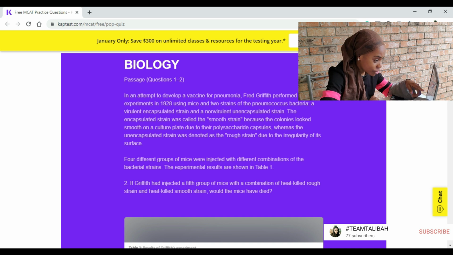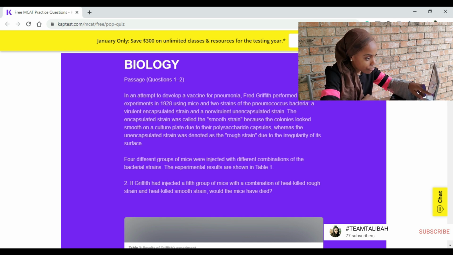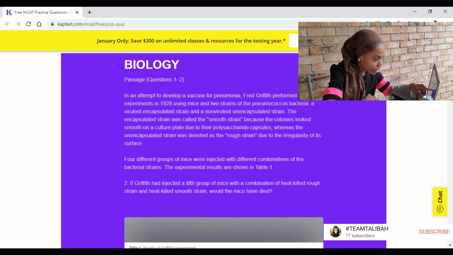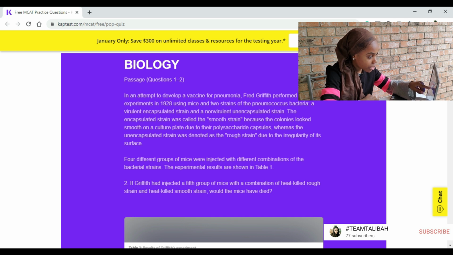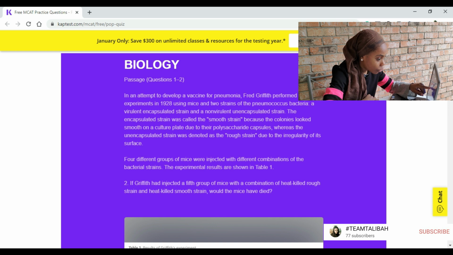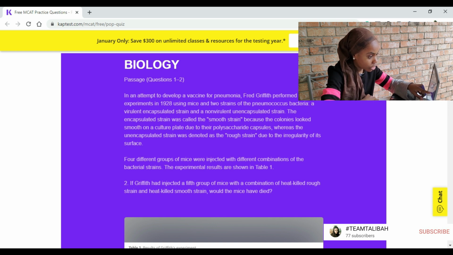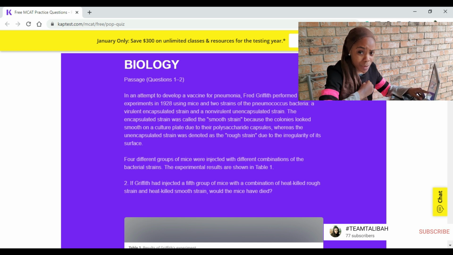It says, in an attempt to develop a vaccine for pneumonia, Fred Griffith performed a series of experiments in 1928 using mice and 2 strains of the pneumococcus bacteria, a virulent encapsulated strain and a non-virulent unencapsulated strain. The encapsulated strain was called the smooth strain because the colonies looked smooth on a culture plate due to their polysaccharide capsule, whereas the unencapsulated strain was denoted as the rough strain due to the irregularity of its surface. 4 different groups of mice were injected with different combinations of bacterial strains. The experimental results are shown in table 1.